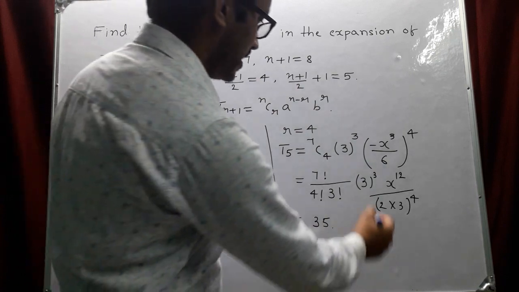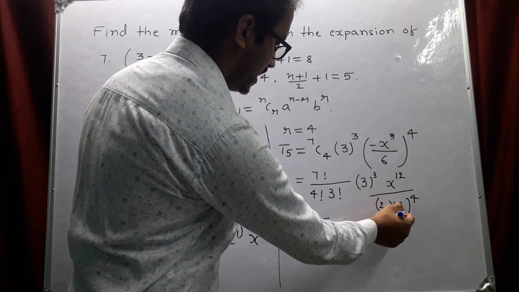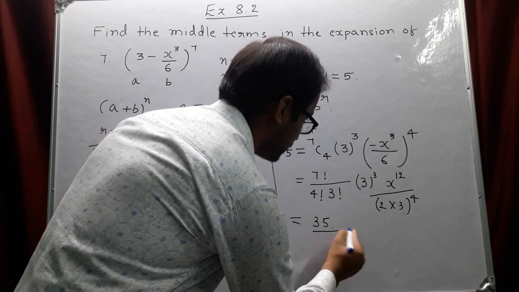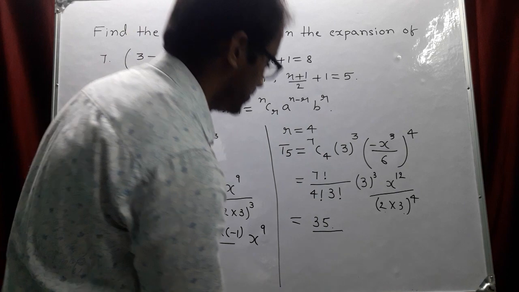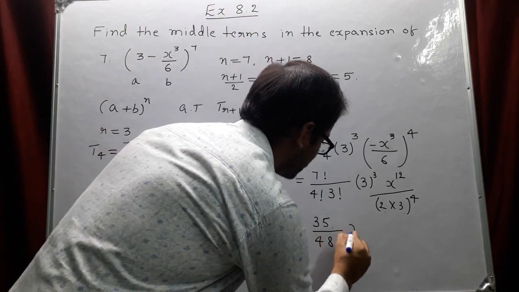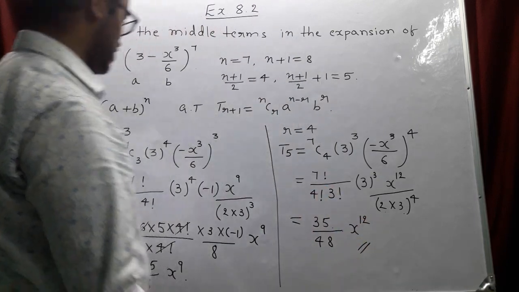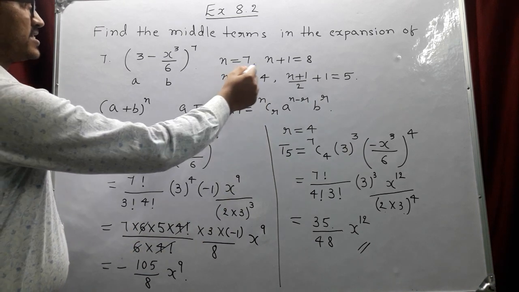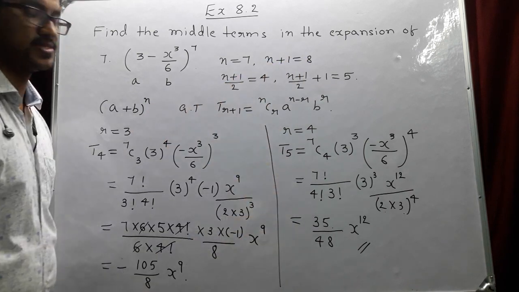Into, here we can cancel 3 cube, so the remaining is 3 here. So 3 into 2 power 4, and 2 power 4 is 16. 16 threes are 48, into x power 12. So this is the fifth term. So these are the middle terms, T4 and T5. Since the number of terms is even, we get 2 middle terms.